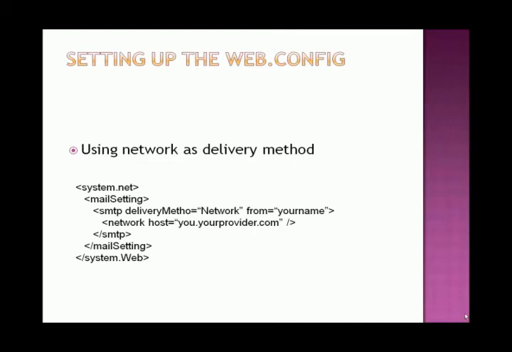Now next is the network element that you use within your smtp element for the network delivery method. Here the network element will have a host, which will be my SMTP server. So instead of you.yourprovider.com, it would contain smtp.yourprovider.com. And this is basically the simplest way of setting up your SMTP settings in the web.config, so that you would be able to send an email.